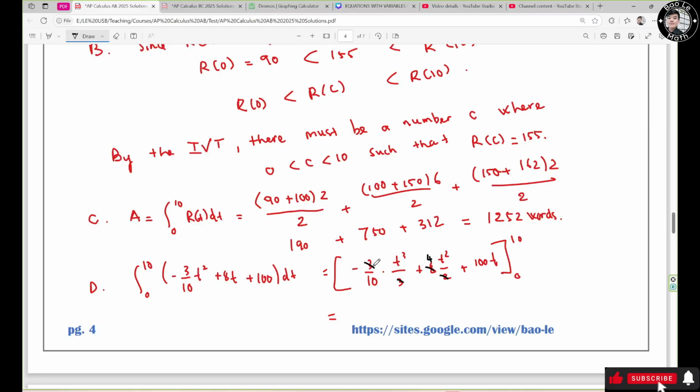So I substitute 10 over here, it's going to be 1000 divided by 10, it's going to be negative 100, right? 10 substituted over here, it's going to be 100. 100 times 4, it could be plus 400, right? And this guy is going to be plus 1000, right? 0 substituted over here is going to be 0. So the answer should be 1300 words.